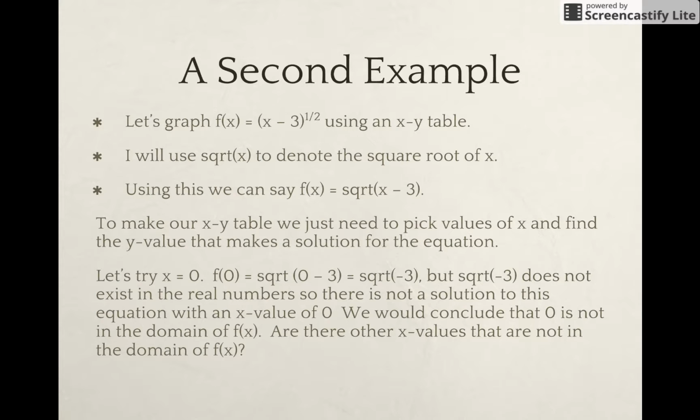If we try x equals 0, then we're going to see that we get the square root of negative 3. The square root of negative 3 doesn't exist, and so we cannot use the x value 0 because there are no y values paired with it. We would say that 0 is not in the domain of f of x. You might pause and think, are there other values that are not in the domain of this function?